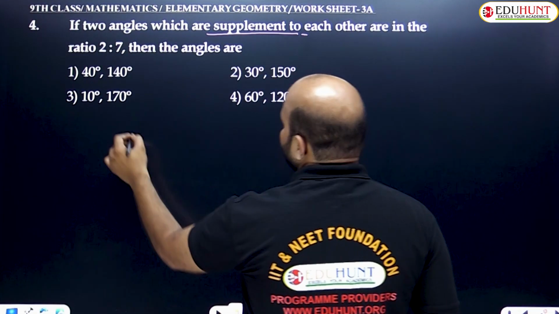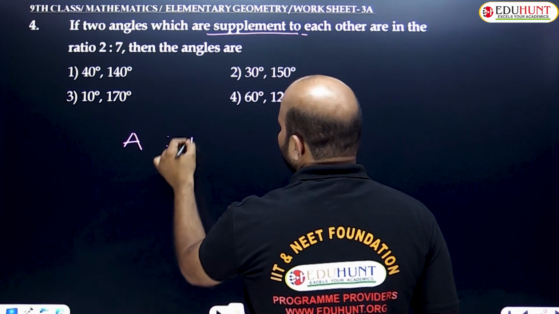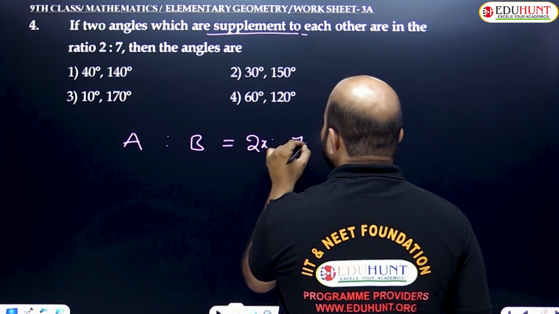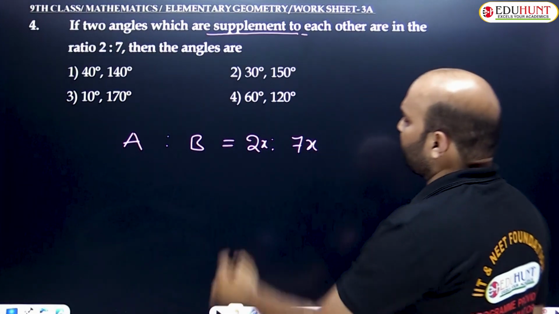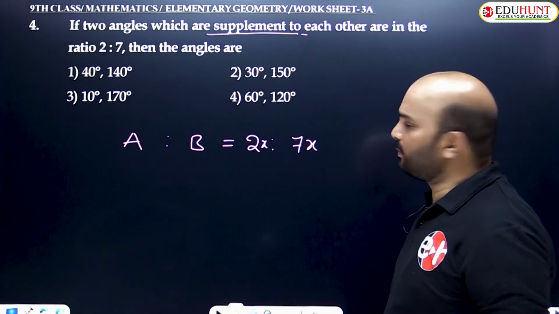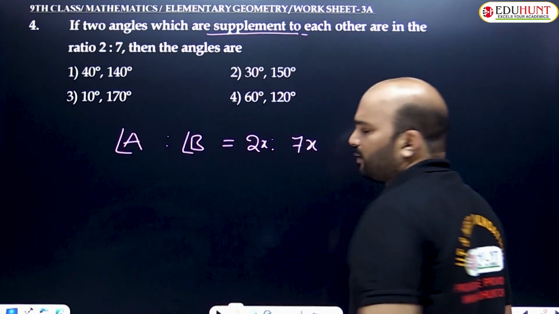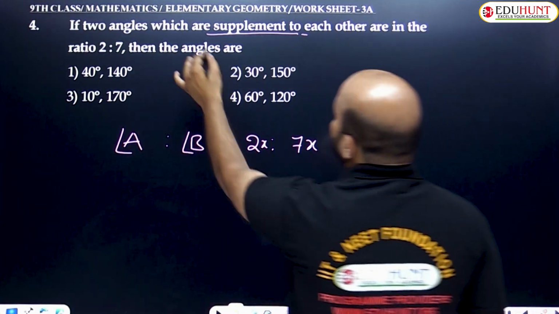So clearly we need to understand what I am taking. These two angles A is to B equal to 2:7. This is 2x and 7x. So 2:7 original is 2x and 7x. Let me take 2x and 7x for the two angles, angle A and angle B. Am I clear? So in that condition these two angles are supplementary.